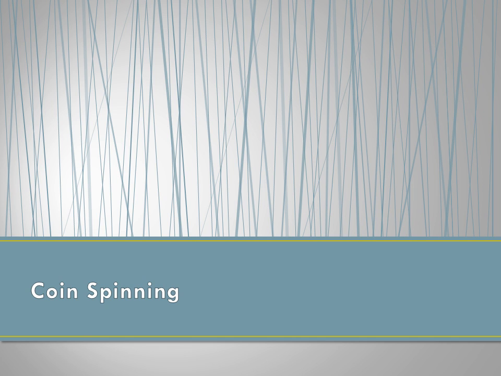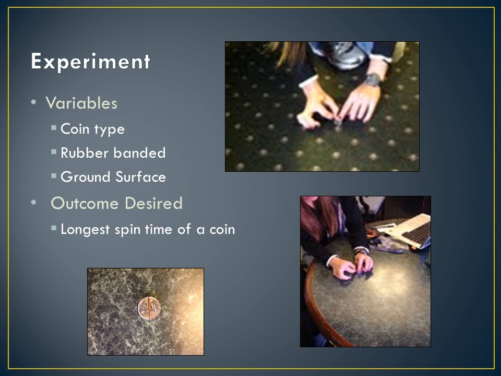Our first experiment is coin spinning. In this experiment, we will test 3 different variables: the coin type, either a penny or a quarter, whether it has a rubber band around it or not, and the ground surface on which we test it, the table or carpeting. We're trying to see which coin will spin for the longest amount of time. We chose to do this experiment because the materials were all readily available and very cheap, and it was easy to test and measure the outcome.